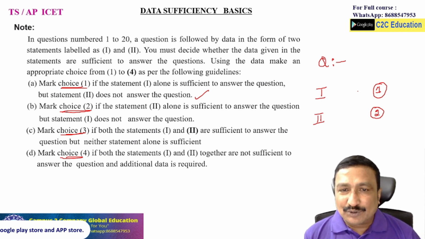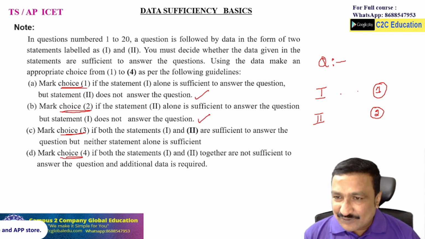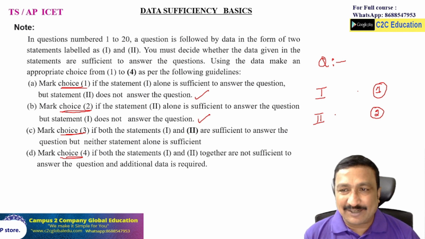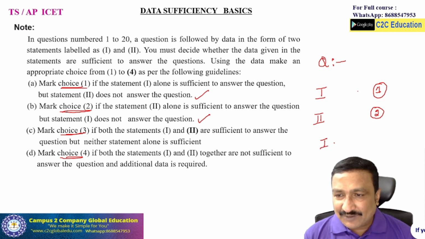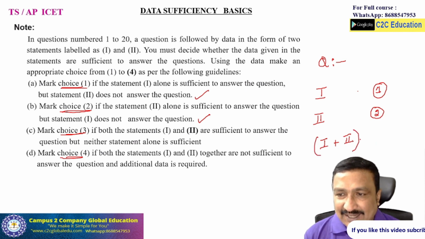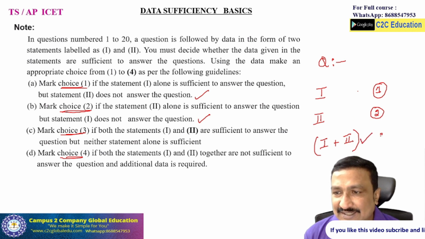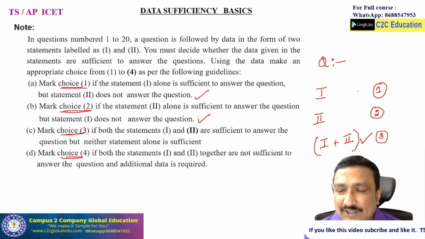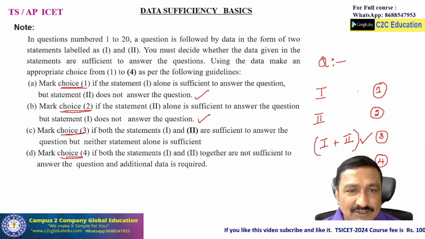Suppose sometimes we are not getting the answer from the first statement, and we are not getting the answer from the second statement either. In this case, we have to combine the information from the first statement and the second statement. By combining them, if you are getting the answer for the question, then you have to mark the answer as the third option. Suppose even when you combine the first and second statements you still do not get the answer, then you have to mark the answer as the fourth option. Is it clear, friends?